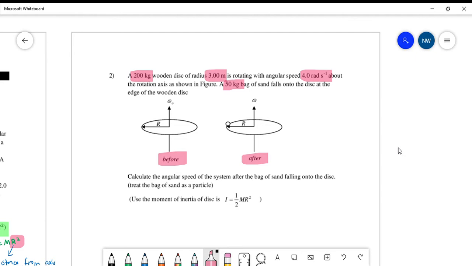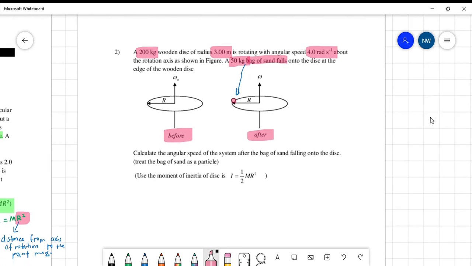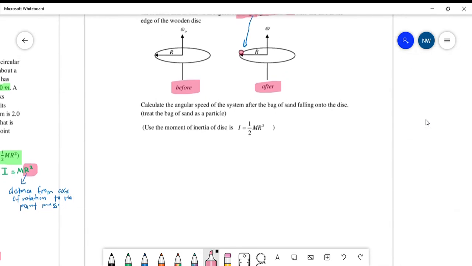Later, okay, in the diagram you can see this, there is an object that was put here at the edge of the disc, which is a 50 kg sandbag. So this is the 50 kg sandbag mentioned in the question. So there is a before and after diagram, so it's easy for you to imagine the situation.